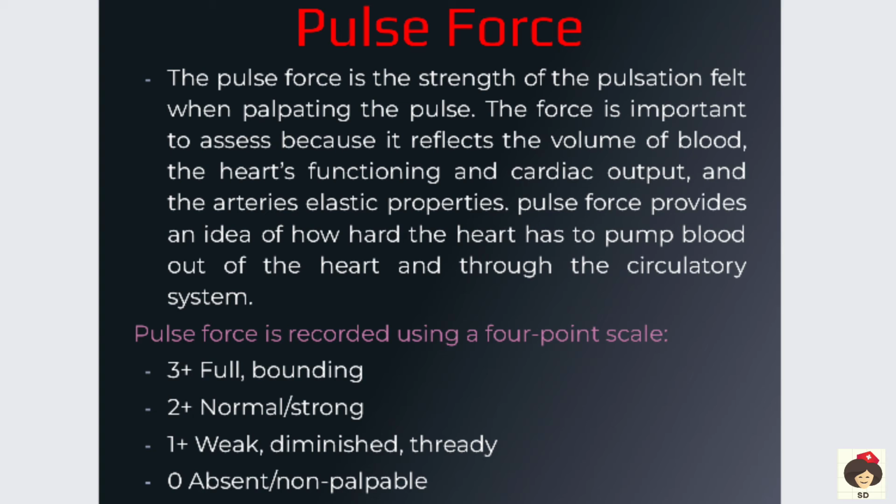Okay, so this is recorded using a 4-point scale. That is, if 3 plus, then the pulse is full and bounding, and if it is 2 plus, that is a normal or strong pulse. When it is 1 plus, it is a weak, diminished and thready pulse, and if it is 0, that means there is no pulse, or the pulse is not felt at all.